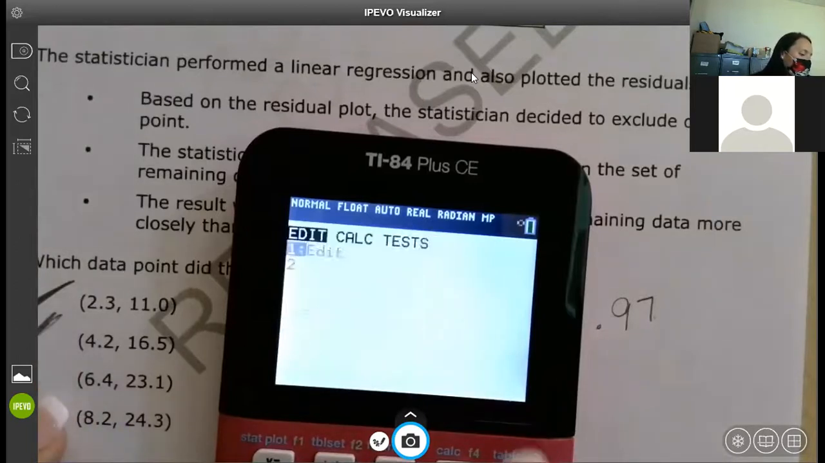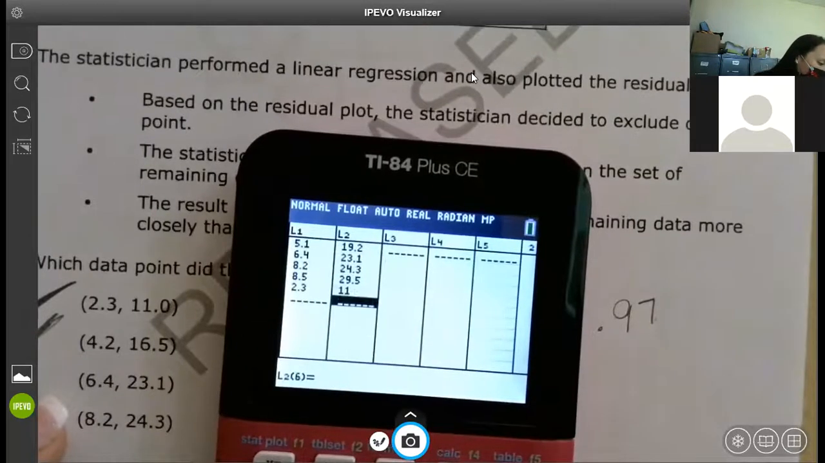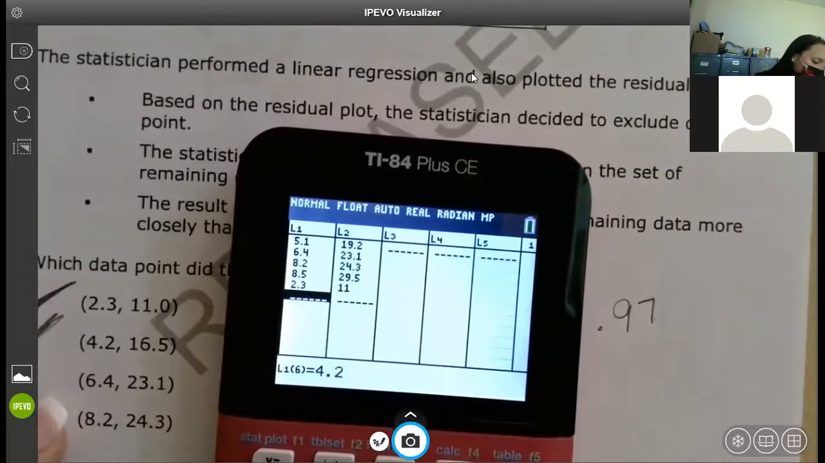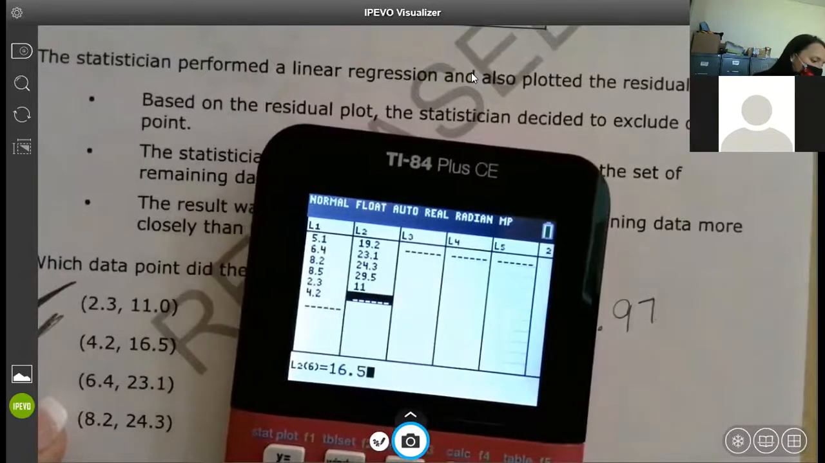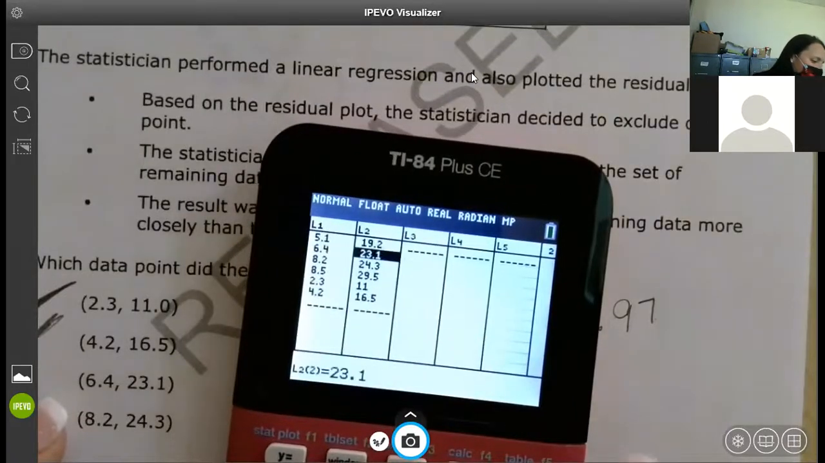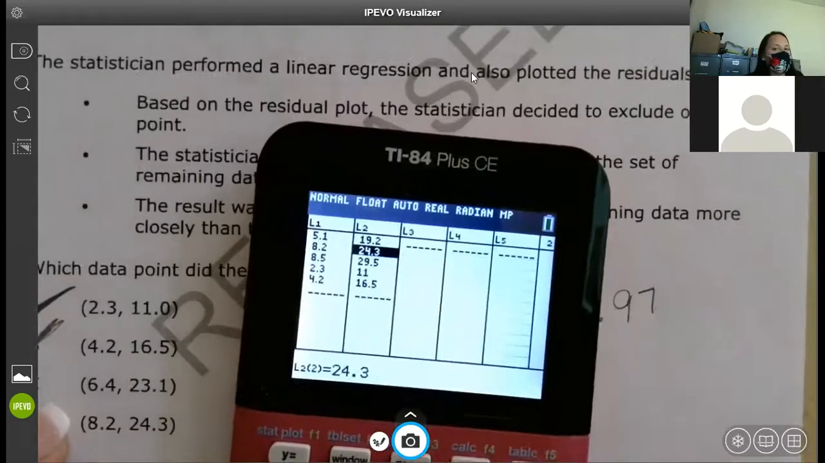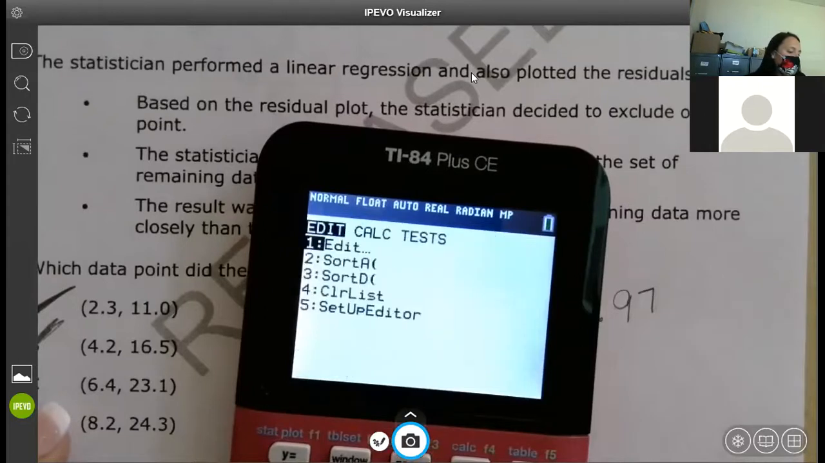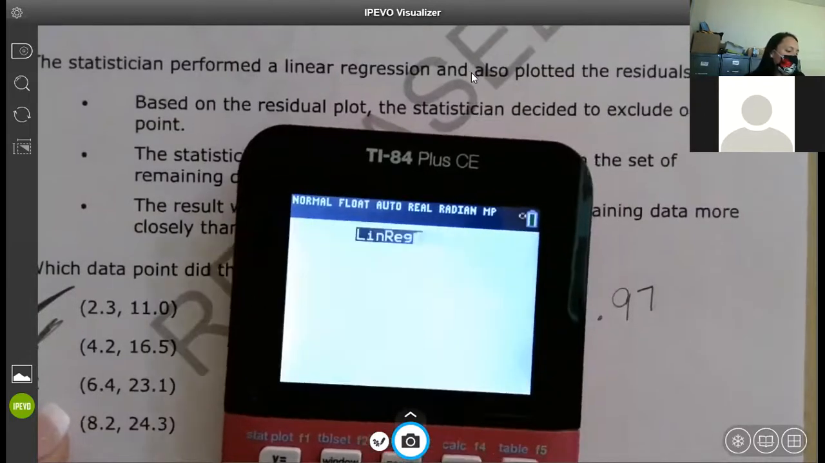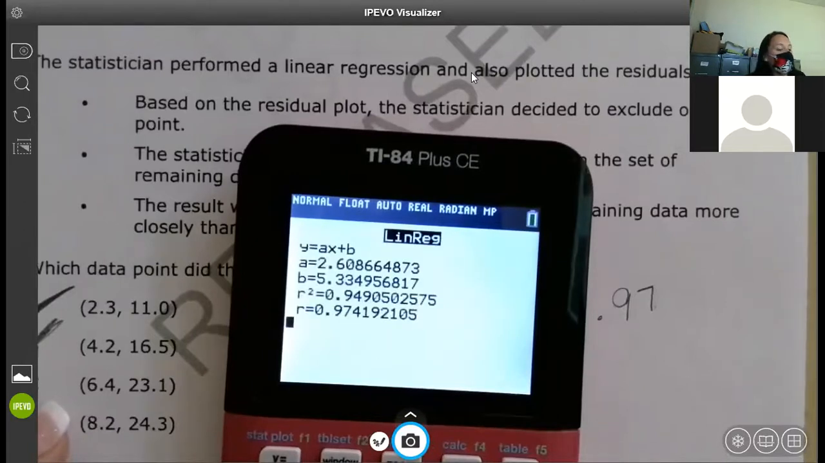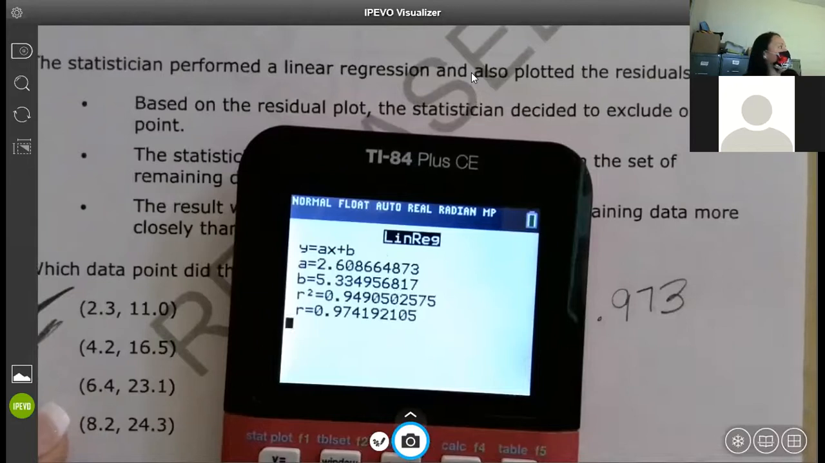So I'm going to go back into stat and edit. I'm going to put that point back in. 4.2, 16.5. And then I'm going to take out 6.4 and 23.1. I'm going to do it again. Stat, calc, linear regression. Remember our other one was 0.973. What's this one? Is that better? It looks better, right?